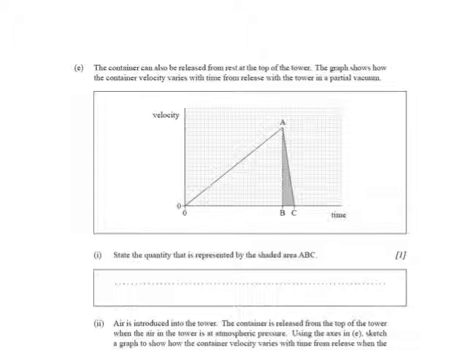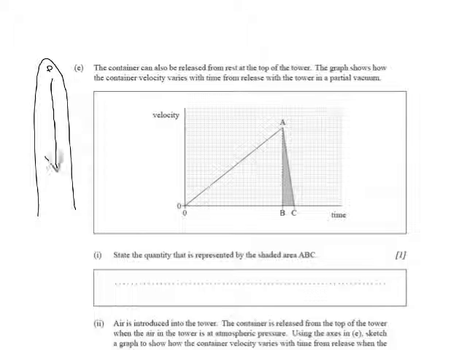So here we have another motion question. This time it's a velocity time graph question. The container can also be released from rest at the top of a tower. The graph shows how the container velocity varies with time from release with a tower in a partial vacuum. So if we picture this, here's our tower and our container is dropped, and when it hits the styrofoam it slows down.